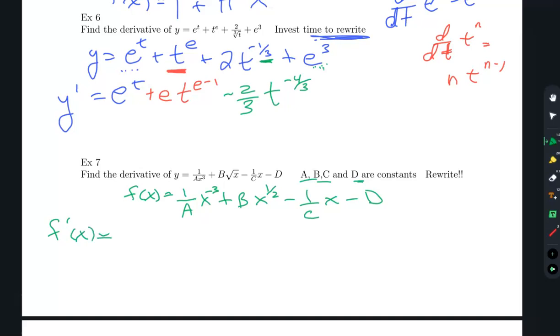All right, so now let's go take the derivative. So I'm going to bring this exponent down, so I get negative 3 over a, subtract 1 from the exponent, so I get x to the negative 4. Then I'm going to bring this 1/2 down in front, so I get b over 2, x to the negative 1/2. And now I'm going to take the derivative of 1 over c times x. If I bring the 1 down, I get 1 over c, and then I would have x to the 0. But what do we know x to the 0 is? It's 1. Okay. And then what about the derivative of negative d? You know that that's 0 because that is a number.